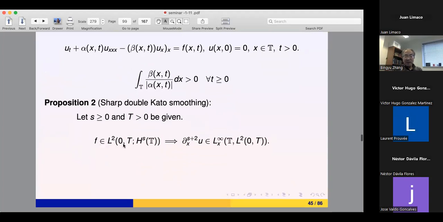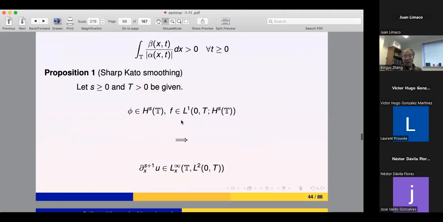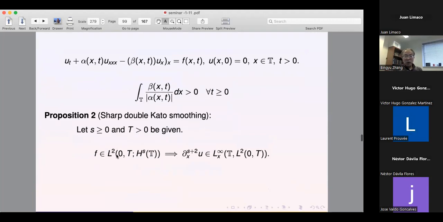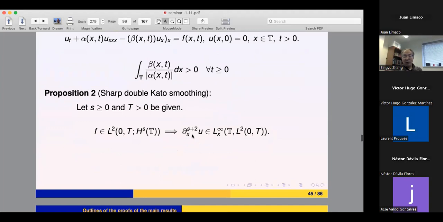If f belongs to L2, remember, if f is L1 in time, you only get a sharp Kato smoothing. But if f is L2 in time instead of L1 in time, then you get a double Kato, sharp double Kato smoothing.